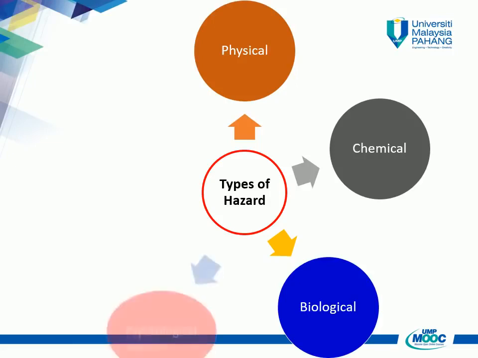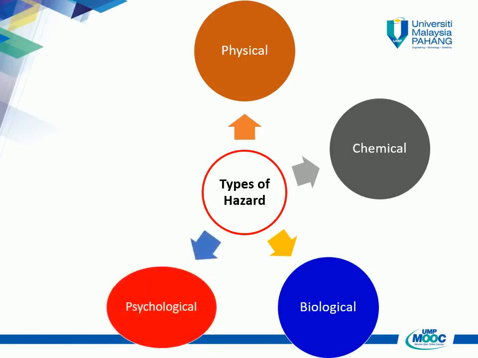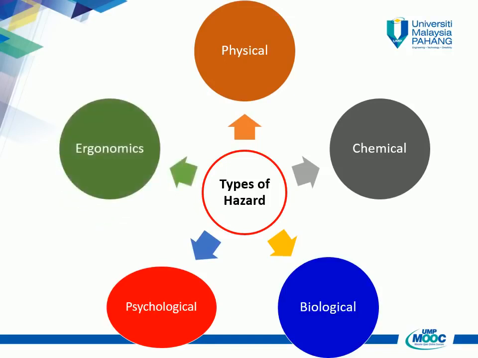Fourth, psychological hazard, hazard related to psychosocial and social factors. For example, overwork, shift work, and job stress. Fifth, ergonomics hazard, which refers to physical factors within the environment that harms the musculoskeletal system, such as awkward posture, manual handling, and repetitive movement.